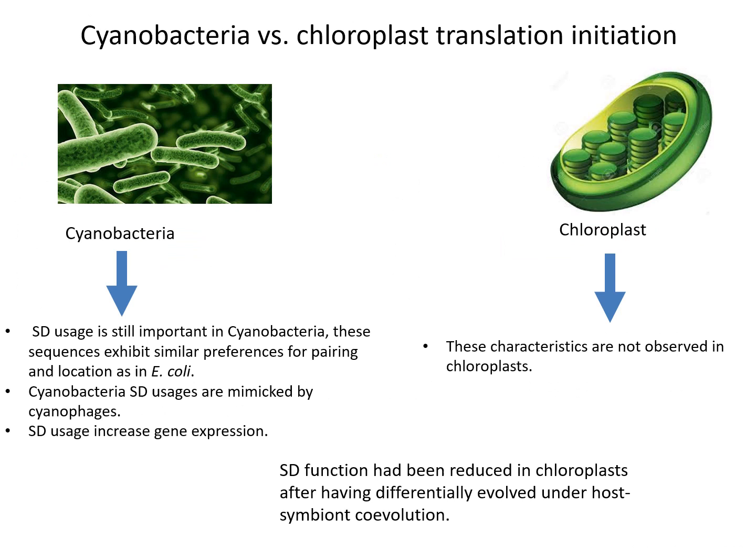In conclusion, cyanobacteria and chloroplasts differ in the utilization of SD sequences. In cyanobacteria, SD usage is still important. These sequences exhibit similar preferences for pairing and location as in E. coli. Cyanobacteria SD usages are well mimicked by cyanophages, and SD usage increases gene expression. However, these characteristics were not observed in chloroplast.